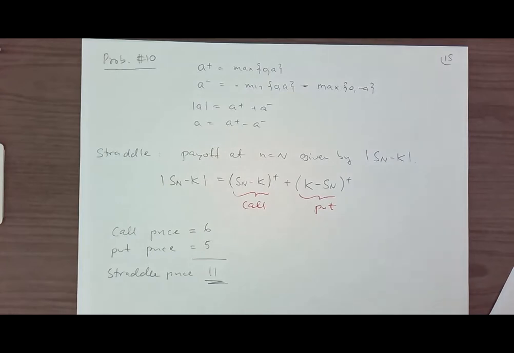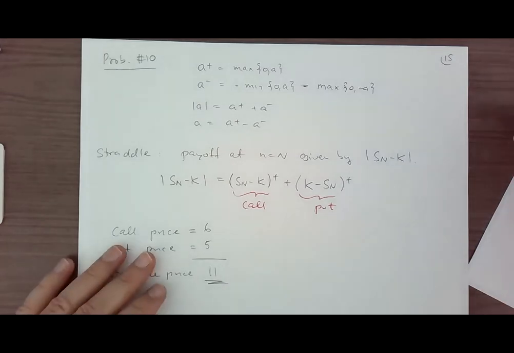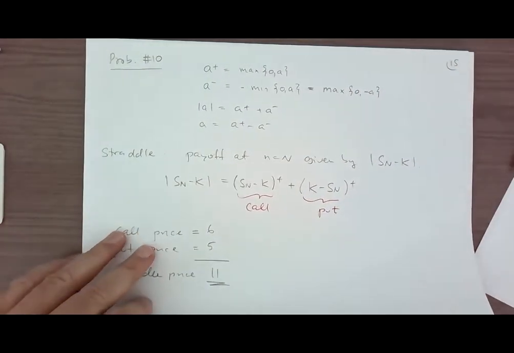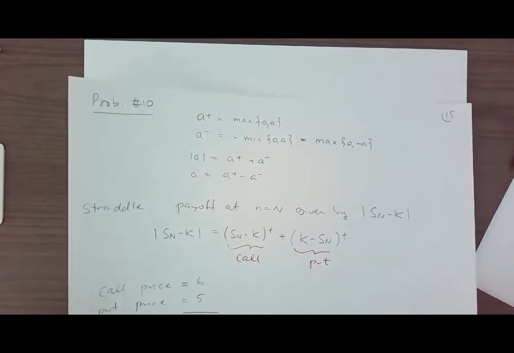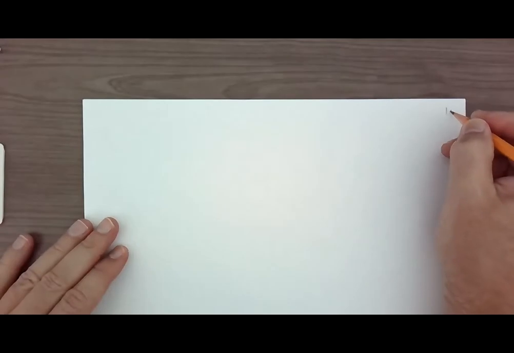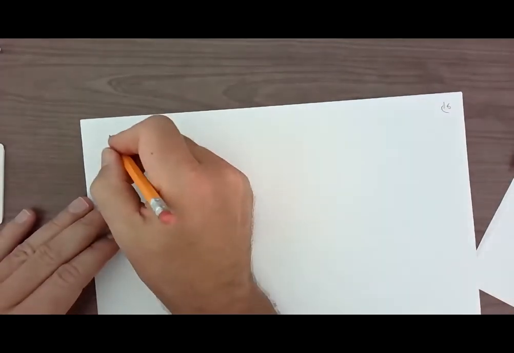Any questions on this part? So the next one, this is about pricing a payoff that involves the min and the max. Number 16. This is problem number 11.